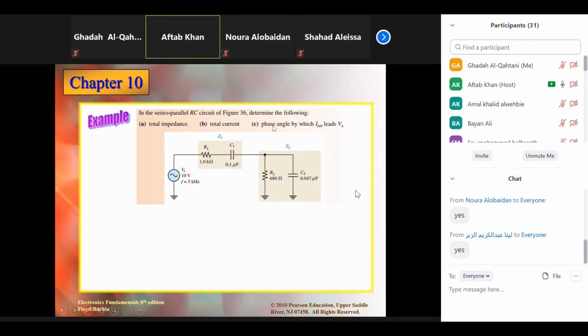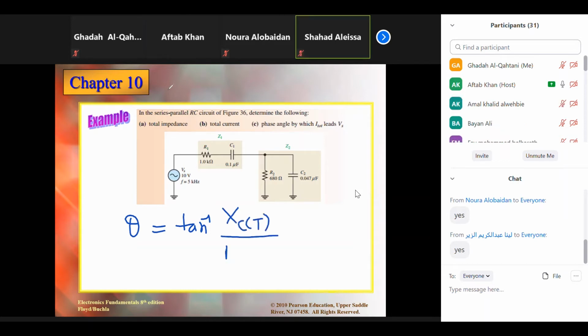Points A and B I already explained to you. Point C can also be calculated. What should theta be? After conversion we will get a simple circuit, so theta is tan inverse of XCT over RT, correct? This is the formula, because we are using totals. So this is the way to do this one. Doctor, why R over X? Why R over X? Okay, just a minute, I'll let you know.